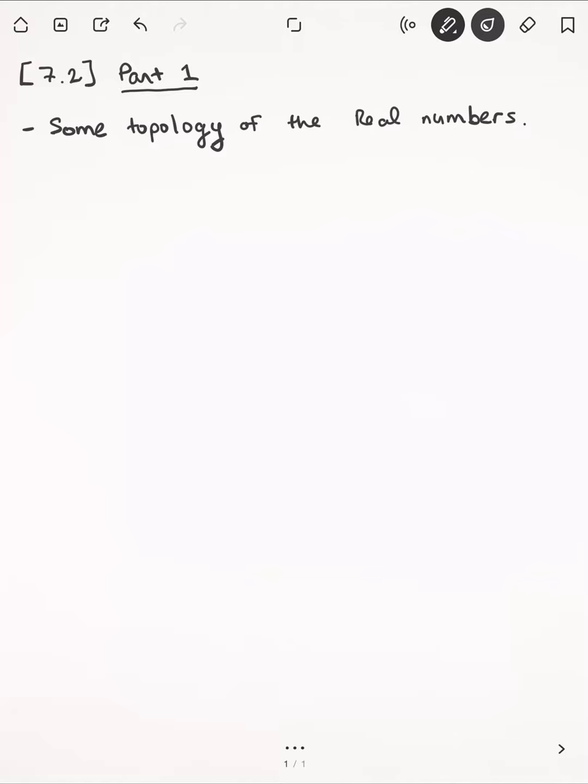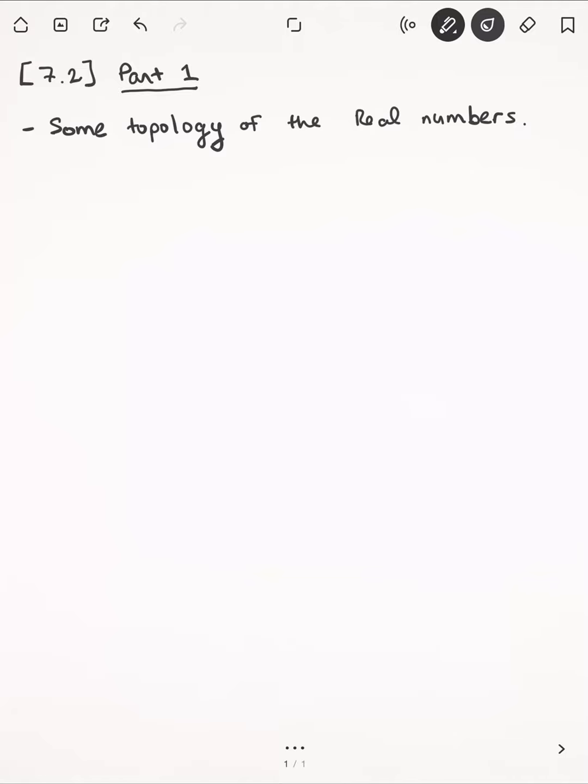This first part you can think of as being some topology of the real numbers. We're going to basically introduce a lot of terminology, and then in part two, we'll introduce some more terminology, in particular regarding compactness as it relates to the real numbers. And then we'll establish and prove the Heine-Borel Theorem.